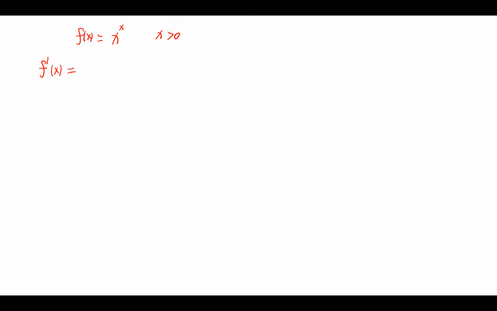Now, remember that this is not a power function, because a power function is x to the power of something, and this something needs to be constant. And it's not an exponential function, because in an exponential function the base needs to be constant, but now the base is also a variable, right? So that means that we cannot use any of the rules. So what do we do?